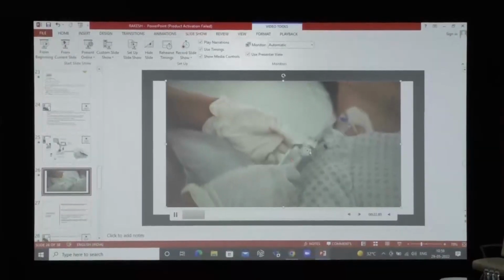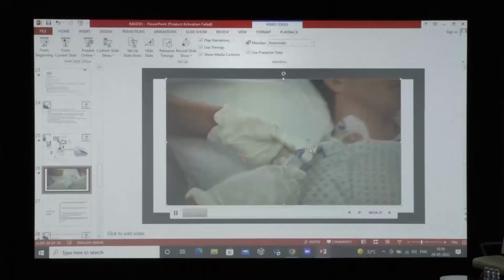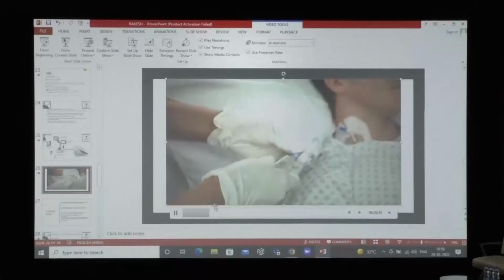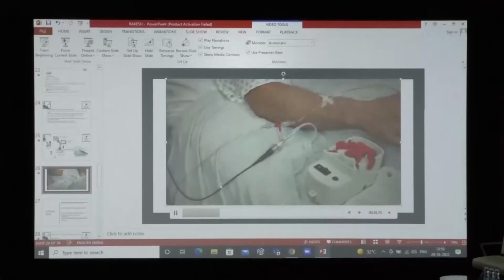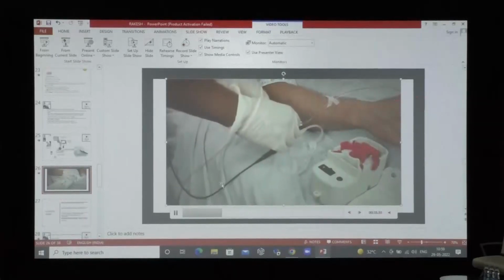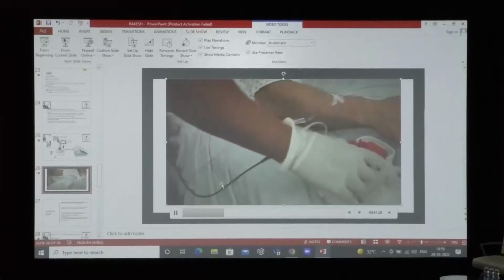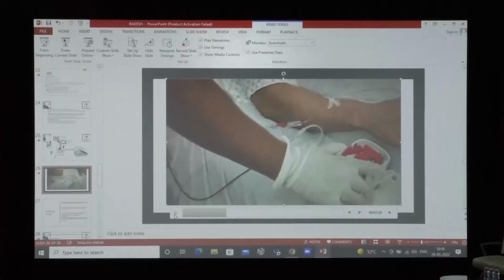Once that is loaded, he's connecting the saline flush, 20 ml of saline flush. Once that is done, go to the arterial end. The arterial end comes out with the arterial cannula, so he's closing the arterial cannula. I'll stop it here.